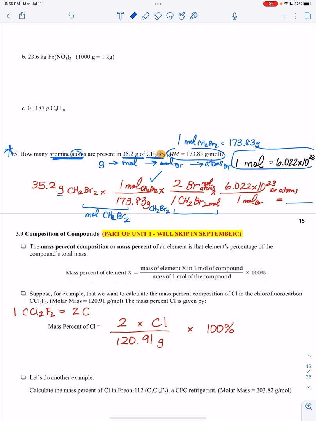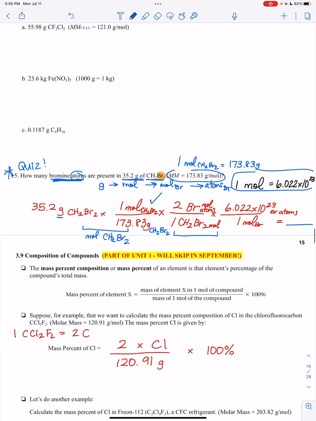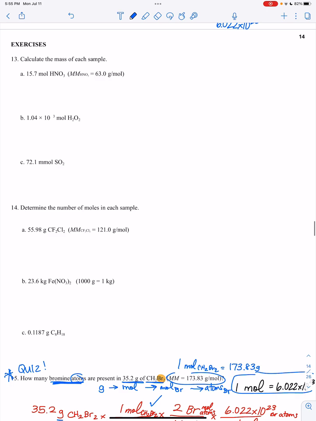Make a star here because this is on your basics quiz when you come back into the school year. I am going to ask you to use Avogadro's number because I want you comfortable with big and small numbers and using scientific notation. All right, I am going to do 2 of your questions here to kind of help you out. So it says calculate the mass of each sample.